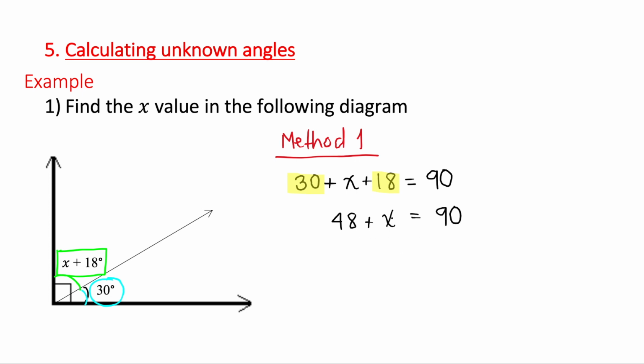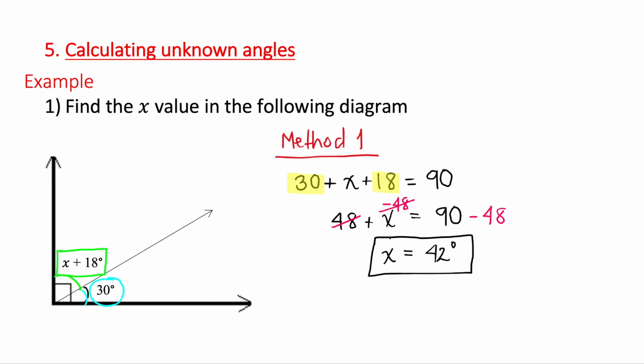And then to solve this equation, I'm going to take away 48 from both sides. So I take away 48 on this side, and then take away 48 here. And because I'm taking away 48, 48 minus 48 is going to be 0. And then 90 take away 48 is going to be 42. So I write underneath x equals 42 degrees. And this is my answer. Okay? So this is method one.